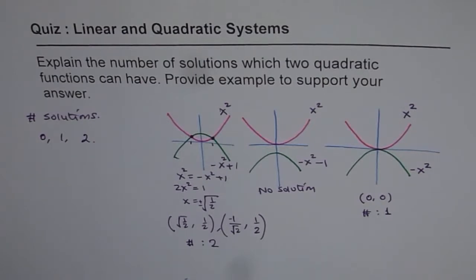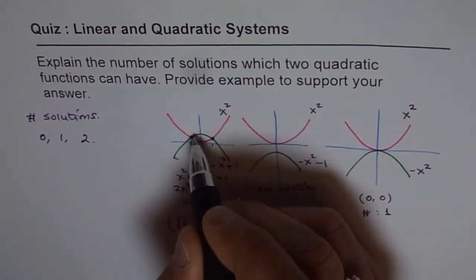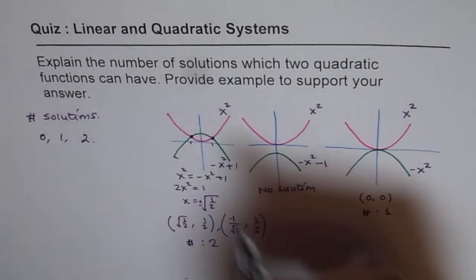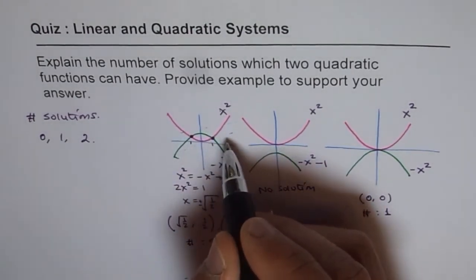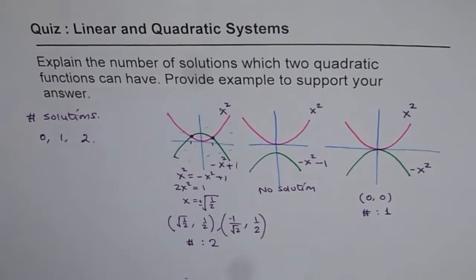So just as you saw with the linear and quadratic system, if we consider a linear system, for example, then a line can intersect, as you saw, in 2 points, or at one point when it's tangent, or at no points, right? So it's kind of similar in both situations. Can you tell me the reason why the number of solutions with two quadratic functions and with a linear and quadratic system is kind of the same?